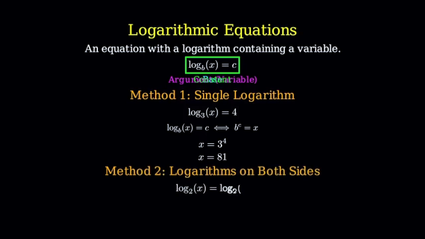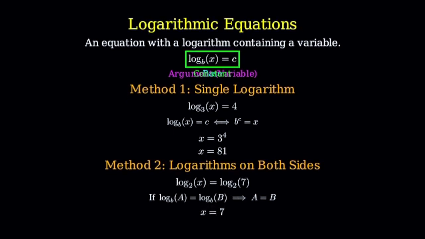Second, what if we have logarithms on both sides with the same base? For instance, log base 2 of x equals log base 2 of 7. If the logarithms are equal and their bases are the same, then their arguments must also be equal. Therefore, x must be equal to 7.